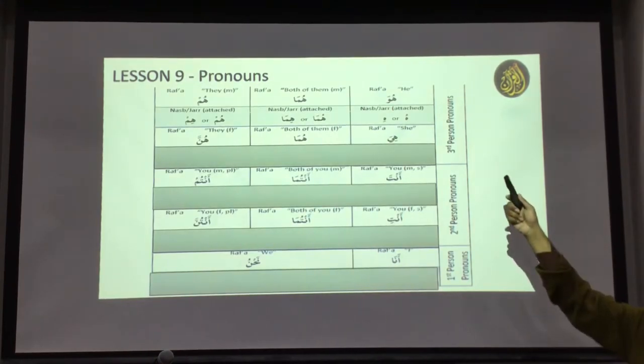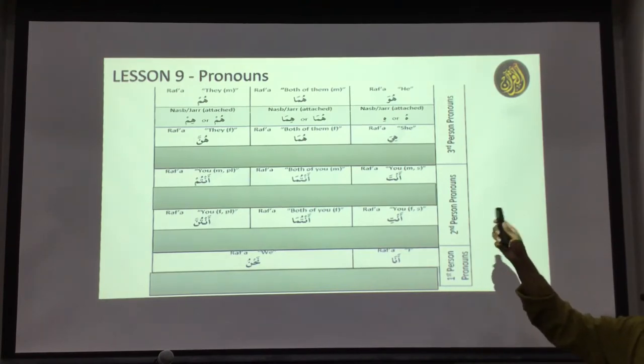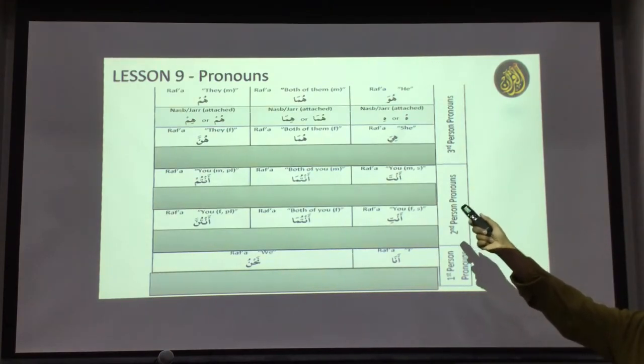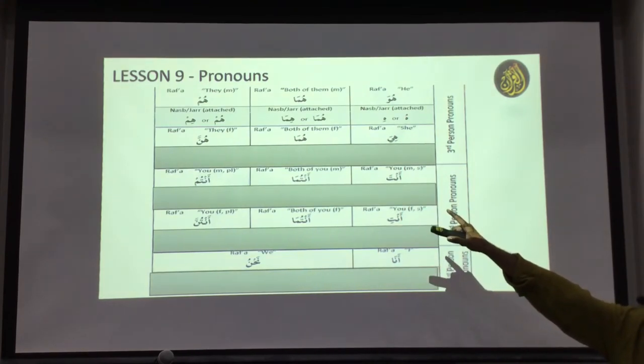Okay? So when Huwa, the Rafa version of "he", becomes Nasab and Jar, it could be either "who" or "he". Huma remains Huma, or sometimes becomes Hima. Then you can ask, how am I going to know whether it is Rafa or Nasab or Jar? You will have other clues to know. As we go through the learning process, you will know why it is Nasab and why it is Rafa. But Huma remains Huma or Hima, and Hum becomes either Hum or Him.